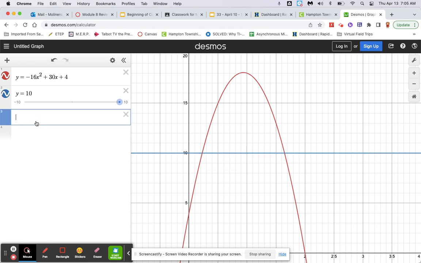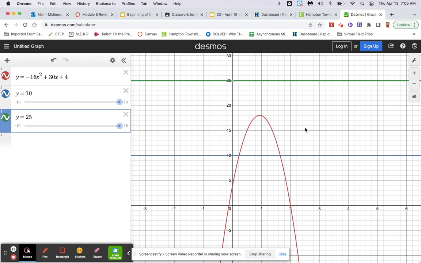Our other location that we were interested in was how long will it take for the ball to be 25 feet off the ground? Well, it looks like from this graph, and we need to zoom out a little bit to see this, we're never going to be 25 feet off the ground. Despite the fact that we launched the ball at 30 feet a second from a height of 4 feet, that's our y-intercept over here, that velocity and that initial height do not allow me to reach that height of 25 feet.